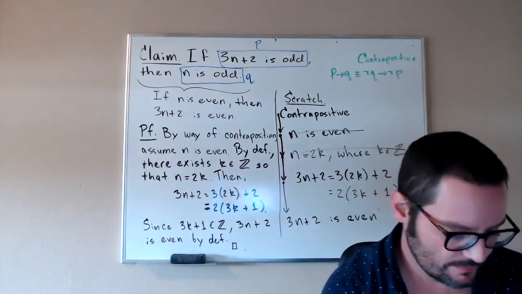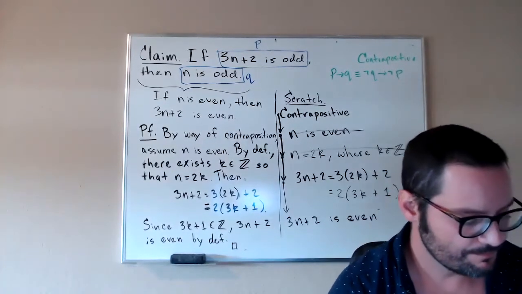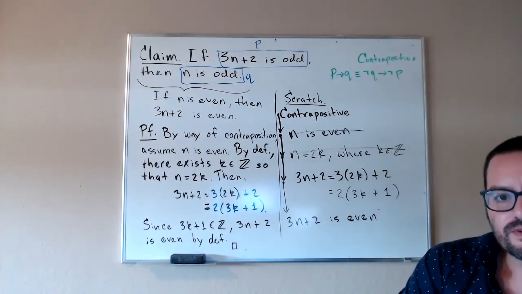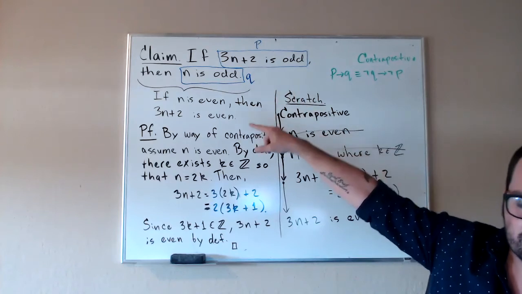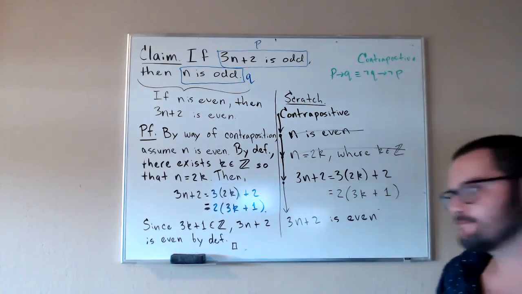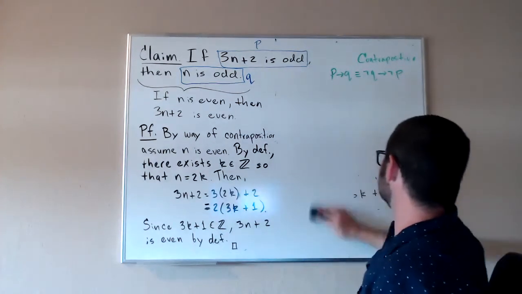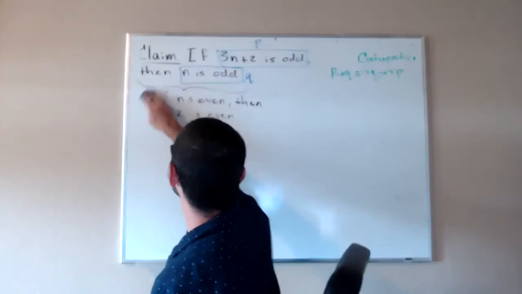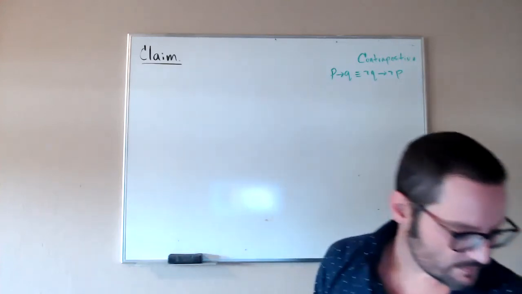Okay. It's not so bad. As long as you know how to translate the original claim into its contrapositive, the proofs are basically the same as what we did in the previous lecture. Okay, let's look at another one.